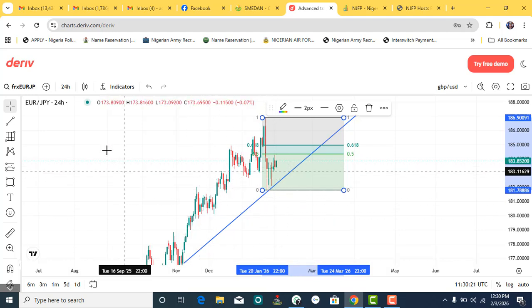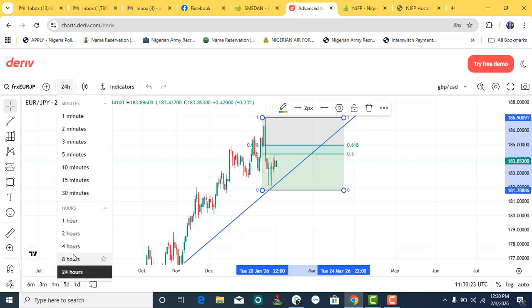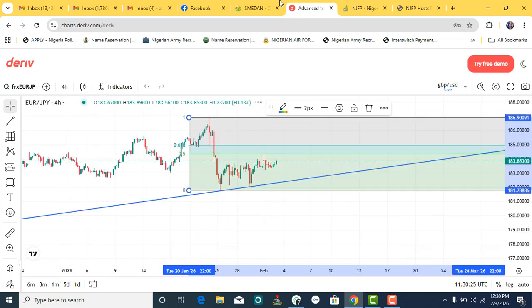So let's look at it and see what's happening. From here we'll go to the 4 hour level. We're now at the 4 hour level. If you look at it from the 4 hour level, you see that we actually consolidated around this level, and there was a fake out before the breakout of that consolidation to this low. So what are we expecting? We're expecting the market to come back to this level.